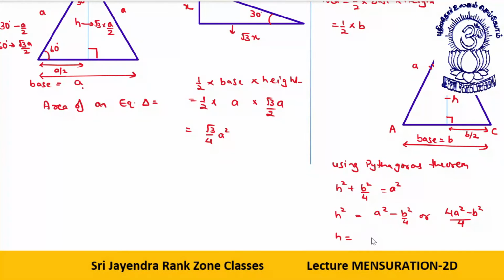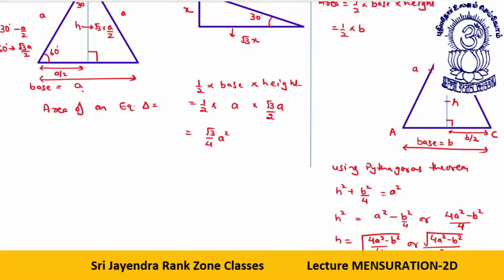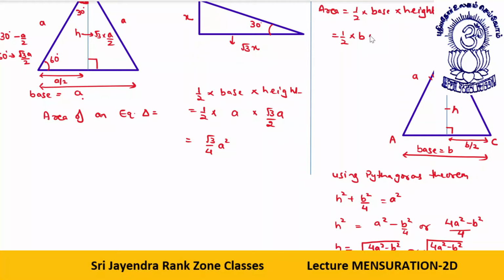H will be actually under the root of (4A square minus B square) by 4, or I can say root of (4A square minus B square) divided by 2. This will be H. Okay. So it will be under the root 4A square minus B square divided by 2.